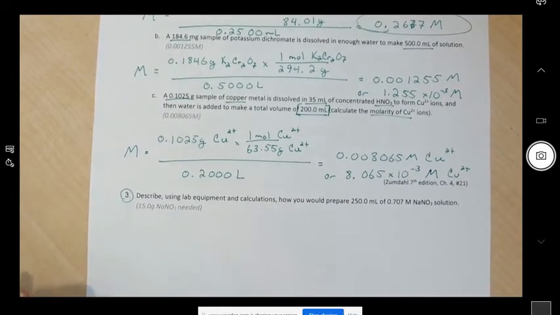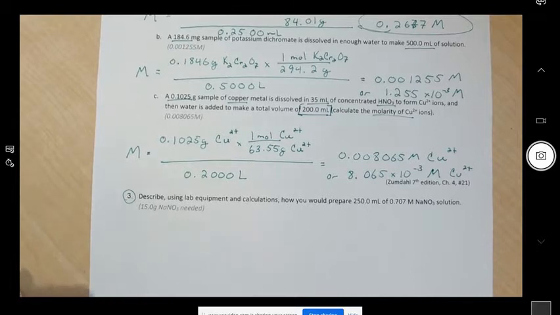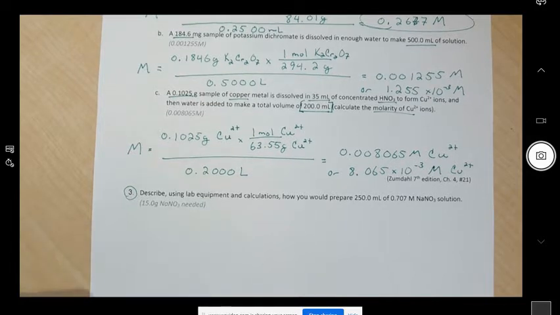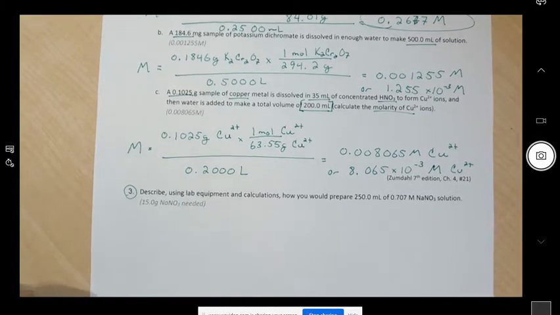All right, let's take a look at 3. Describe using lab equipment and calculations how you would prepare 250 milliliters of a 0.70 molar sodium nitrate solution. Okay, so you have to remember some of the equipment, and I know this is normally a first year lab, so using a volumetric flask is normally something you would do in first year. Using a pipette is something you would do in first year.